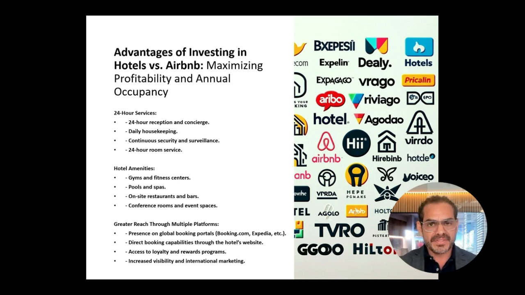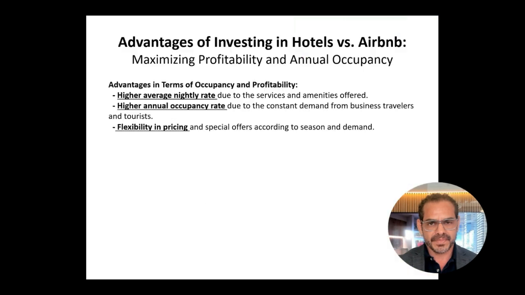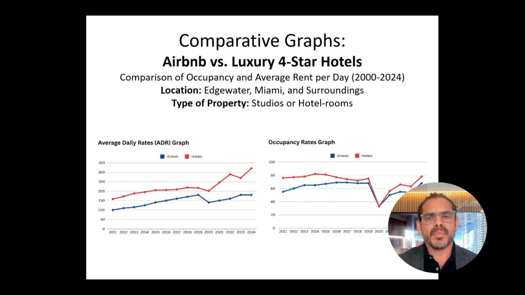This directly impacts the projection of a higher average rent per day and annual occupancy rates compared to regular traditional Airbnbs. This is how we determined, after numerous studies that we will share with you today, that the average rent per day and annual occupancy rates are higher in hotels than in traditional Airbnbs. Here we have a study conducted for studio and 1-bedroom apartments in the Edgewater area and its surroundings. We can see in the graph on the left how the daily rental rates have been rising from 2000 to the present, both for Airbnb and hotels.